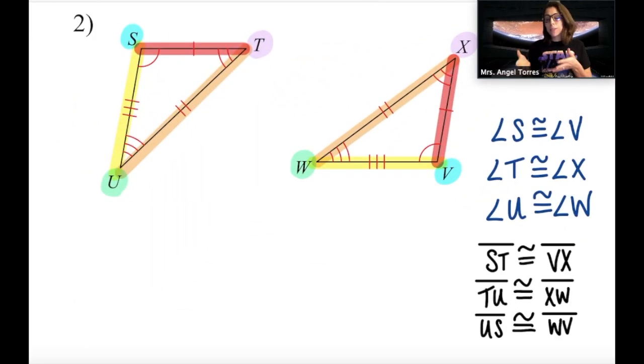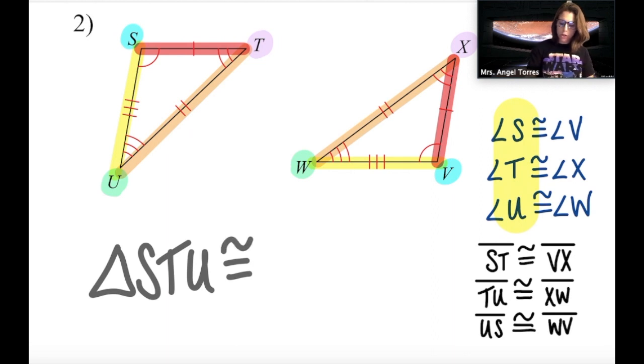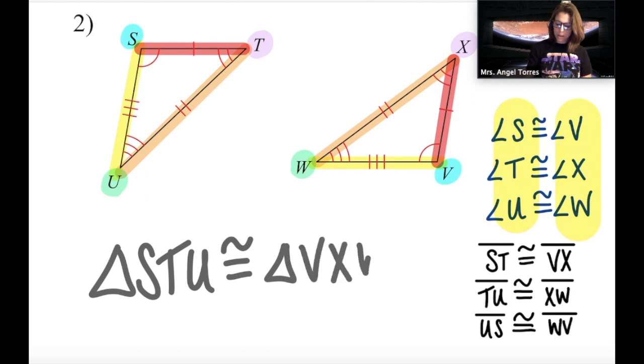So now that I labeled all of my congruent parts, I'm going to go in and write my congruent statement. So if I'm using my angles, then the first triangle's name is going to be triangle STU, congruent to, it appears, triangle VXW. And that shows me that all of those angles are corresponding and congruent, along with all of the side lengths.